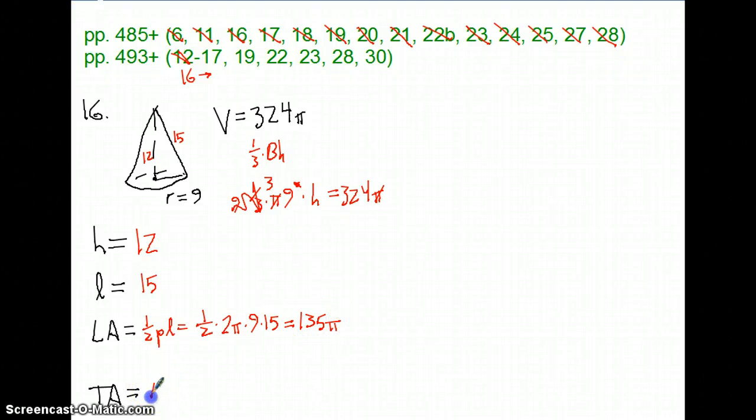Okay, and then total area is the lateral area plus 1 base, which is 135 pi plus pi r squared, which is 81. More pi's to stick on there. So there's 216. Okay, great.